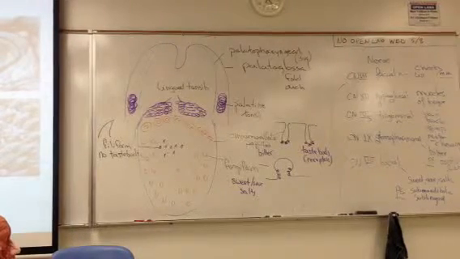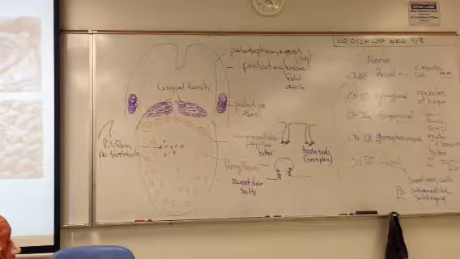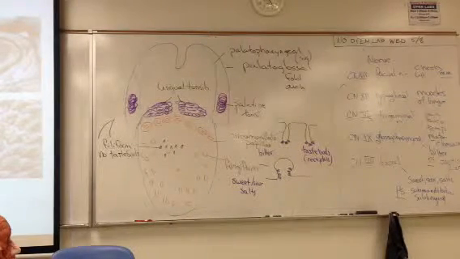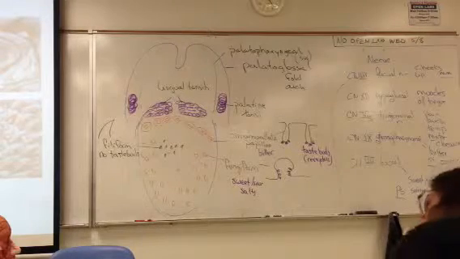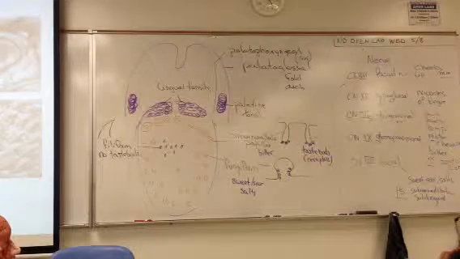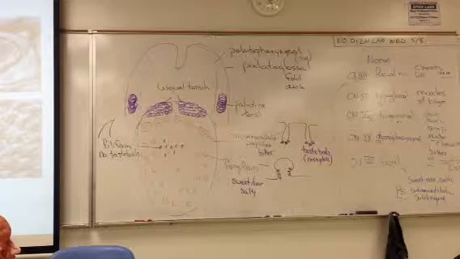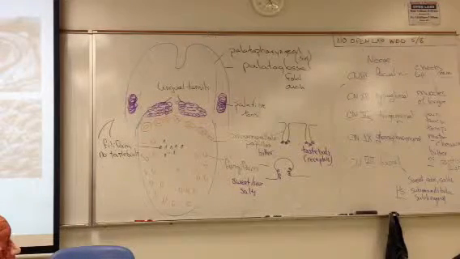So in number it would be filiform, then fungiform, and then the least numerous would be the circumvallate. What's the foliate? Foliate doesn't have sensory, they're a shape, yeah, they're not very common. I don't even talk about them. Filiform was the most. But they were very common.